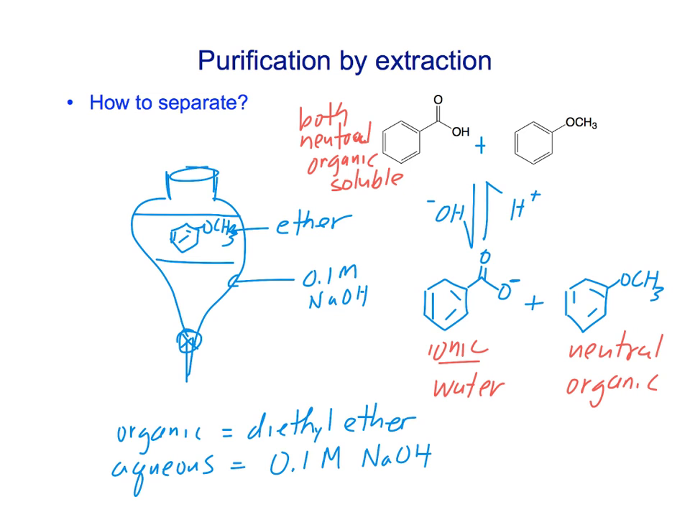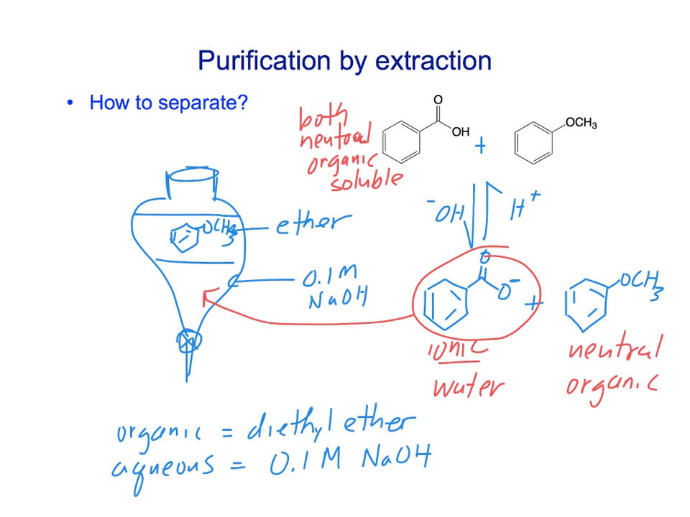So here, let's just draw an arrow. This is going to go in here because it's water soluble now. Okay, just by shaking it up in the separatory funnel, we're able to separate these two. We can drain them off, collect them in separate flasks.